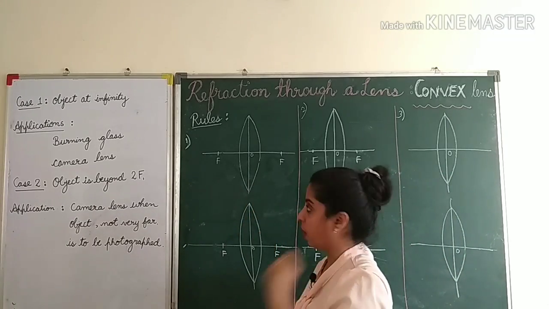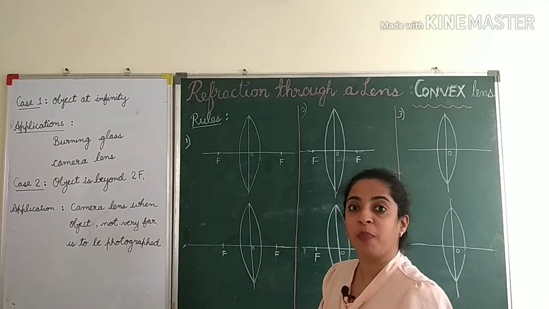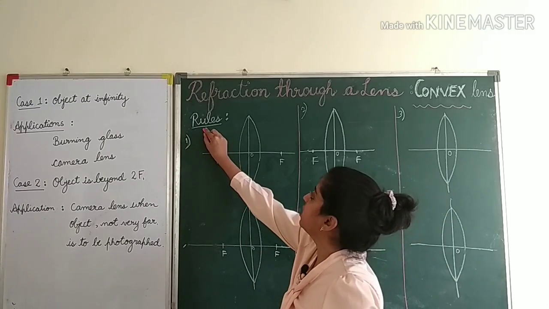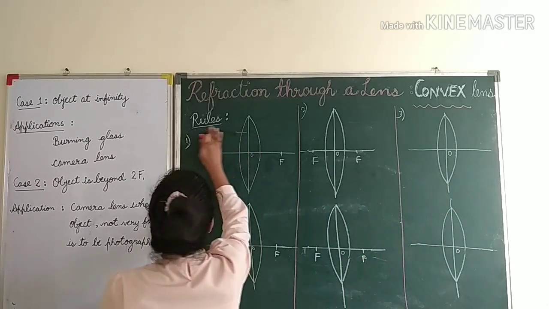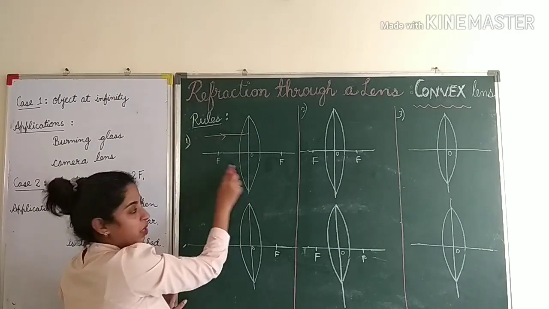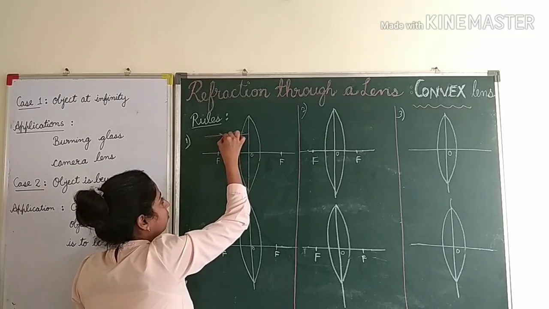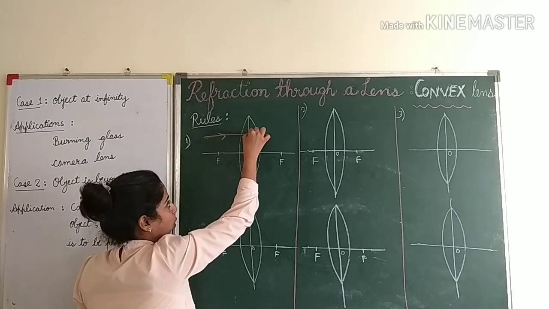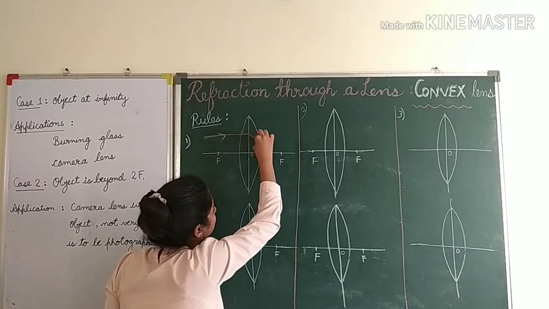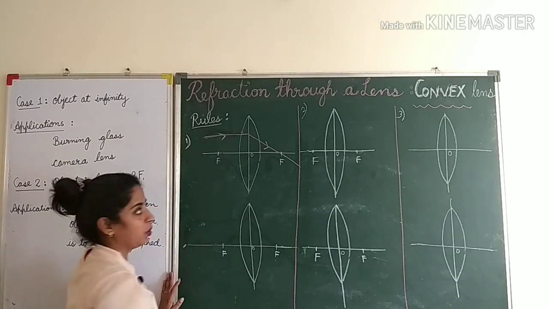So our rule number 1, whenever the incident ray is parallel to the principal axis, see, this is the principal axis and there is an incident ray which is parallel to it. There is a ray which is coming parallel to the principal axis and falling on the lens. So whenever a ray parallel to the principal axis falls on the lens, then after refraction through a lens, it should pass through focus. So here is the focus. That's our first rule.